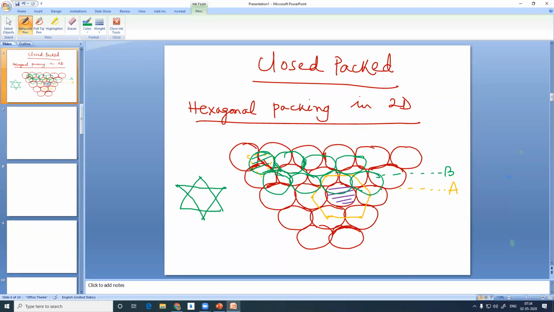Because that space is surrounded by six spheres. Don't confuse octahedral with 8. The geometry is octahedral, but the coordination number is 6. There are 8 faces, but the coordination number is 6. Now this space within will be surrounded by 8, I'm sorry, again I'm making the mistake, 6 spheres.